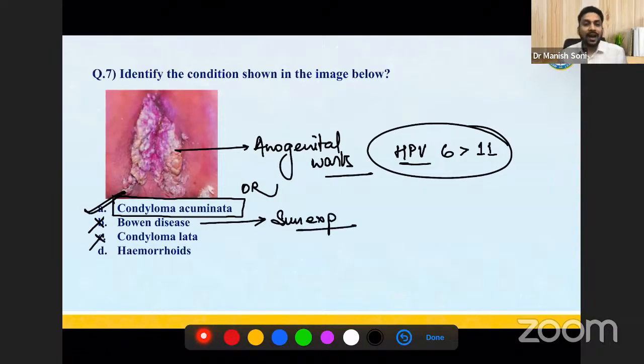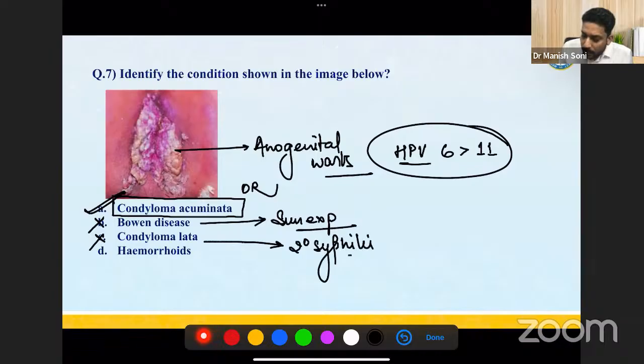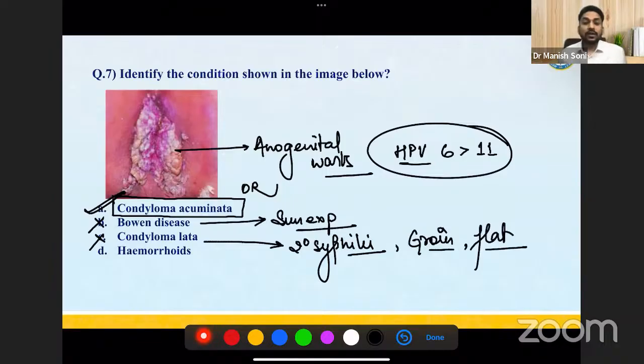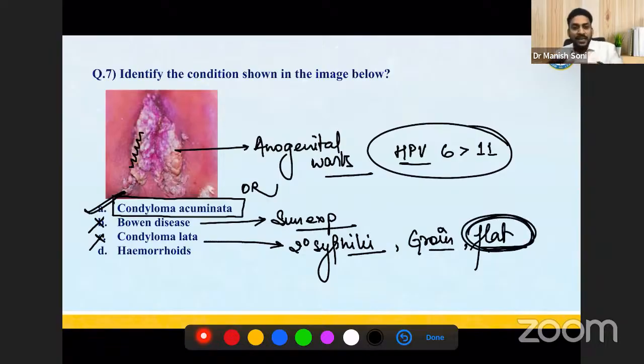Why is it not condyloma lata? Because condyloma lata are seen in secondary syphilis, and they are also present in the groin, but they are flat-topped. So they are not rough or verrucous. Here you can see these are very rough growths, but condyloma lata are generally flat growths. These are not hemorrhoids either. You must have read in surgery, hemorrhoids are not rough surfaced, there is always an associated history of bleeding, and they are generally smooth surfaced. So this is a case of warts.